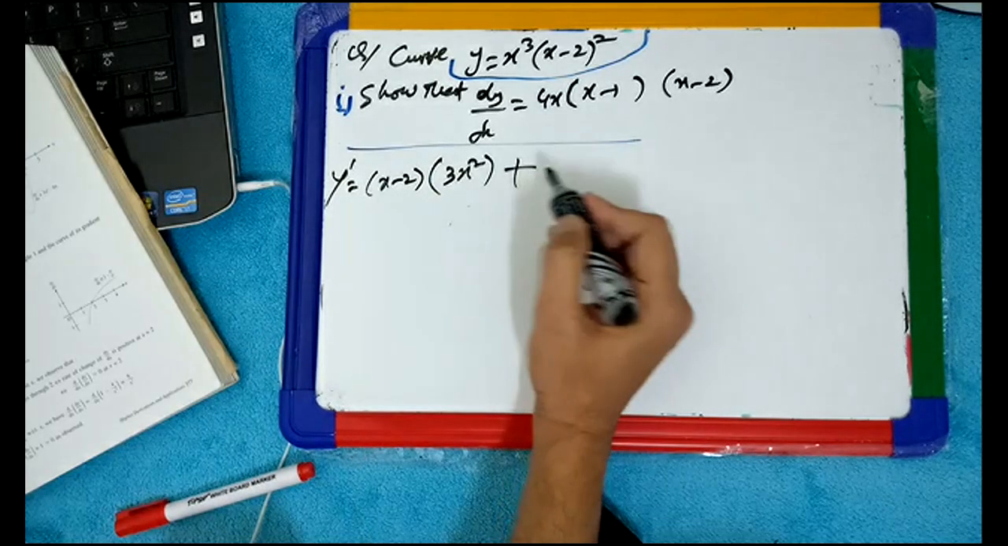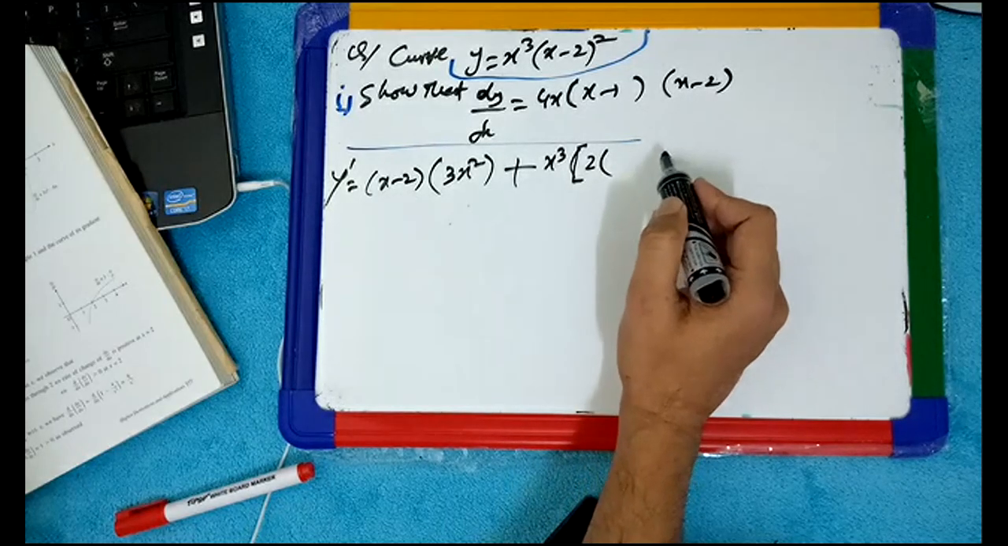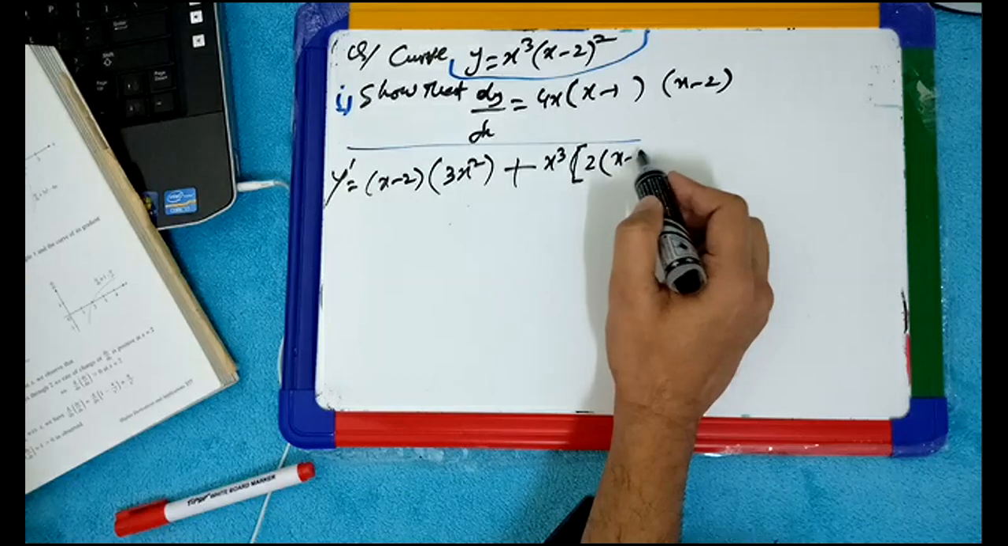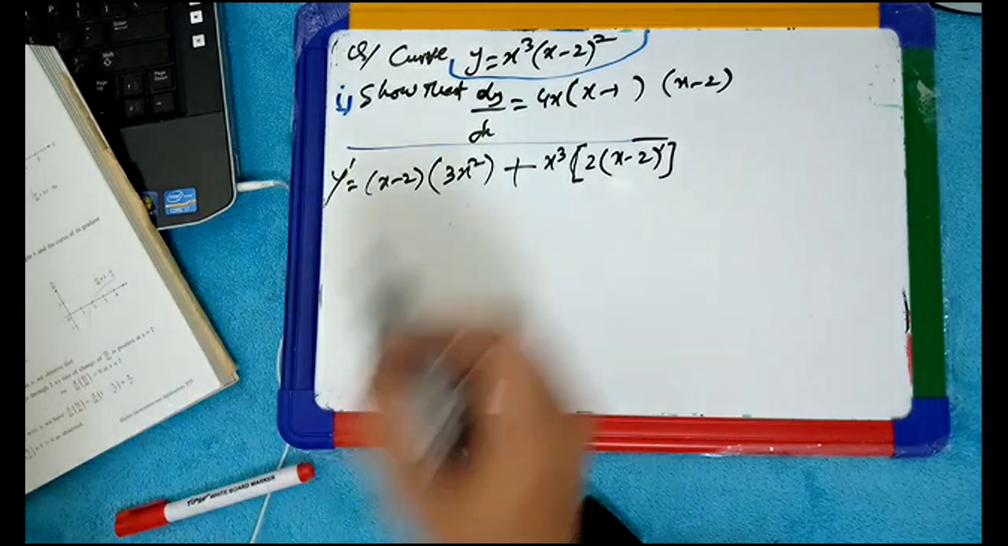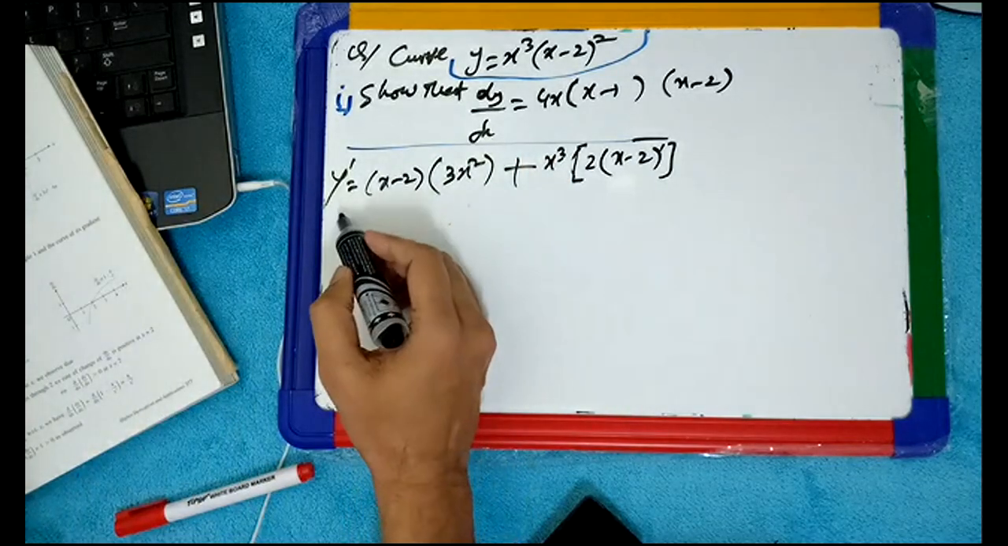And then plus, you have to do U times V dash. Wait, it is V U dash plus U V dash. V dash will be what? V dash is 1. Isn't it just 1? Yes. Okay, 2 times x minus 2 power 1, right? You bring this 2 down and the power becomes minus 1. This is the way, and the derivative function is over here. Quickly. Okay. Now, finally, what will we do?